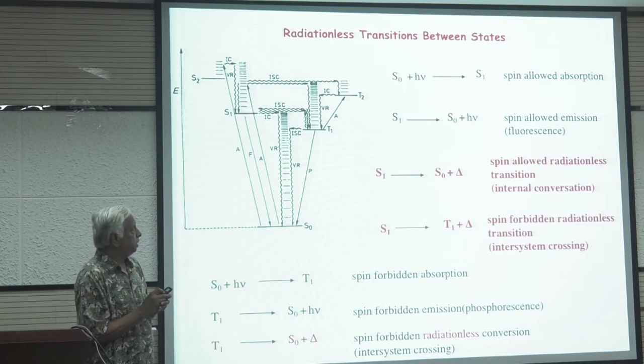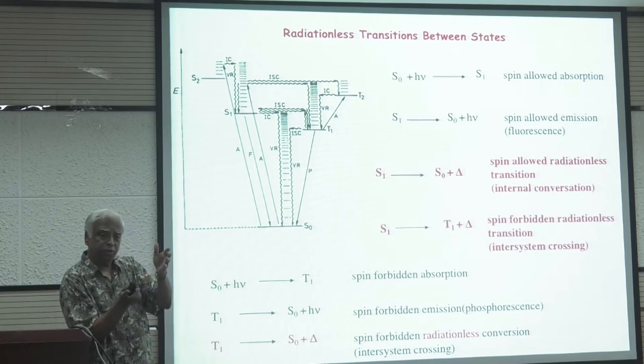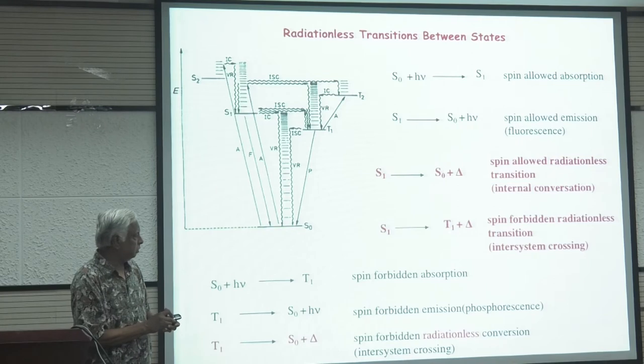So the ground state absorbs the light, goes to the S1. The S1 gives out the light, comes to S0. S1 comes to S0, gives the energy as heat. S1 goes to the T1, and whatever the energy gap is, it gives out as heat. That is this one. Okay?